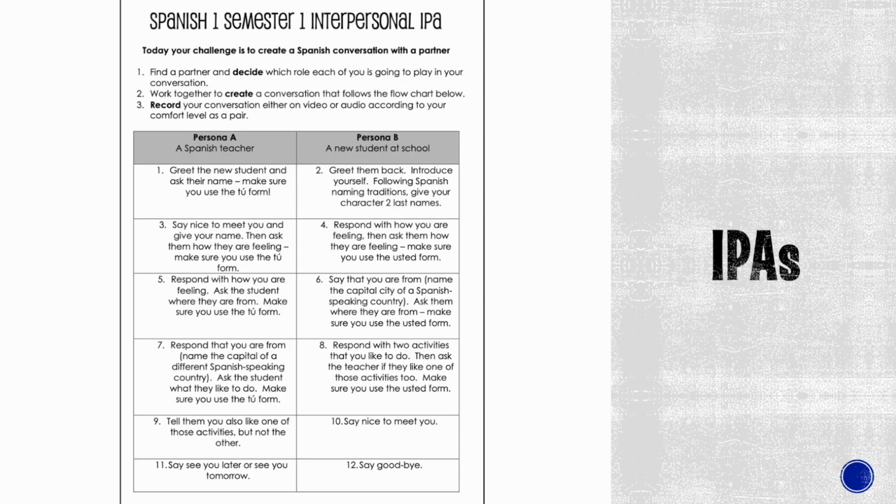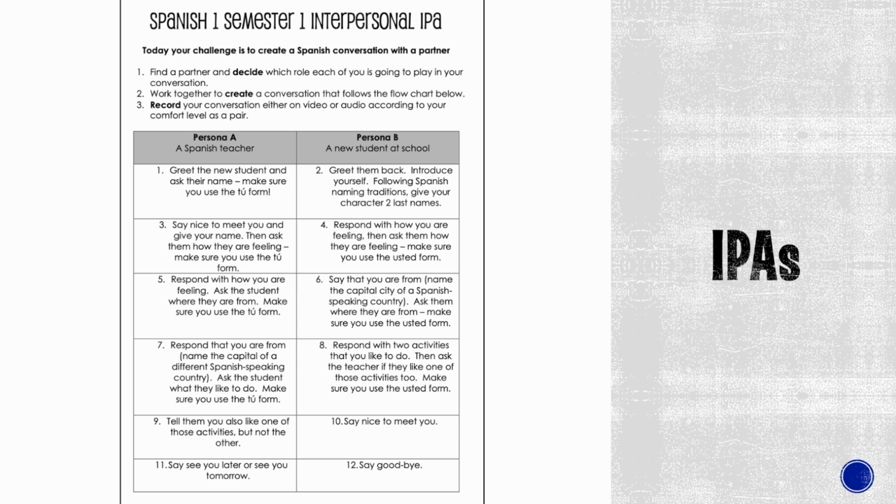Next, we have the interpersonal IPAs. So in this, the students are creating a conversation or a skit. I have two versions. One is set up like my charlas, which are like a guided partner chat, where I guide them through a flow chart. First greet your partner and then greet them back, and then it walks them through the process and gives them maybe some cultural tips and grammar tips along the way.